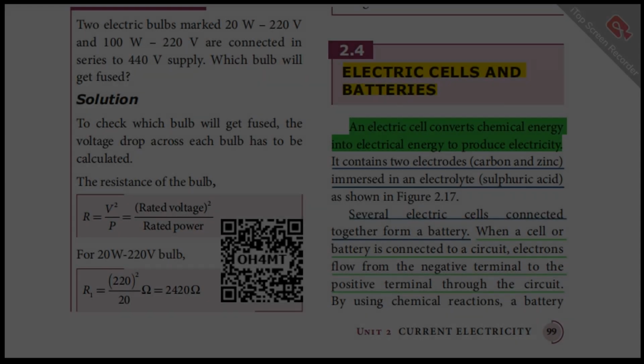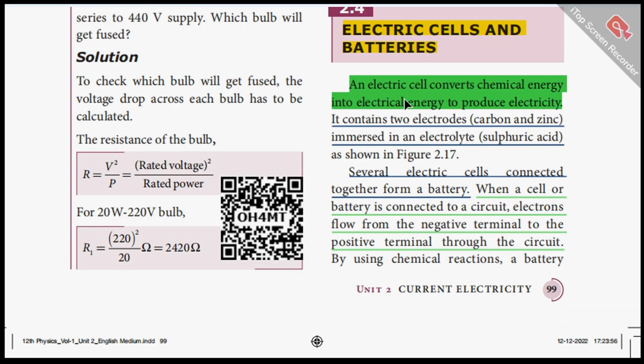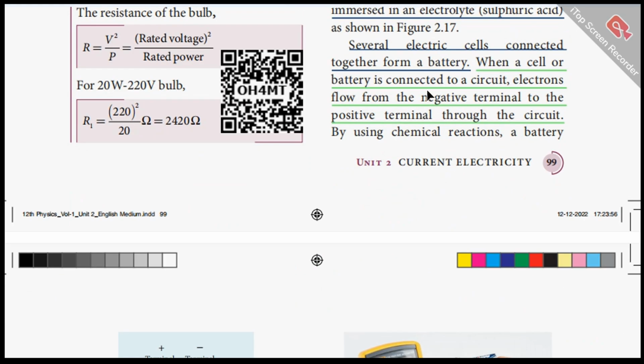We are going to study about electric cells and batteries. What is an electric cell? An electric cell converts chemical energy into electrical energy to produce electricity. It contains two electrodes, carbon and zinc, immersed in an electrolyte, which is sulfuric acid, as shown. Several electric cells connected together form a battery.